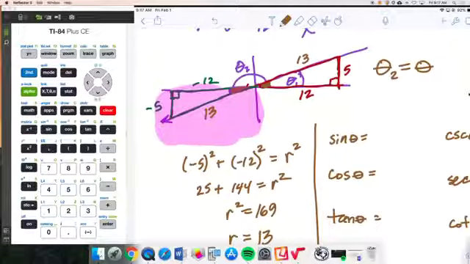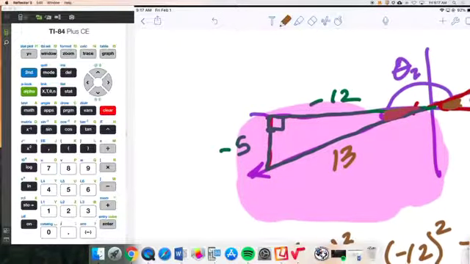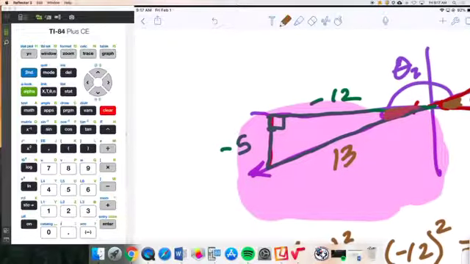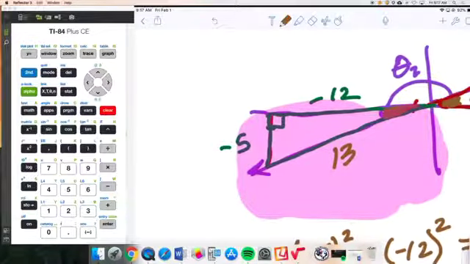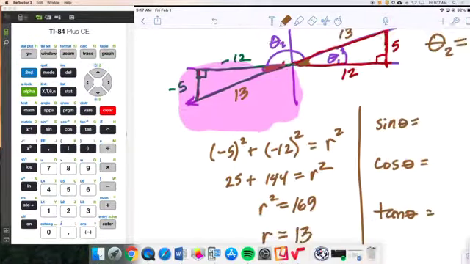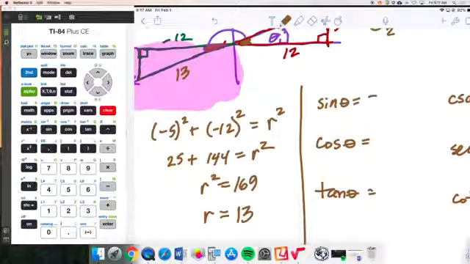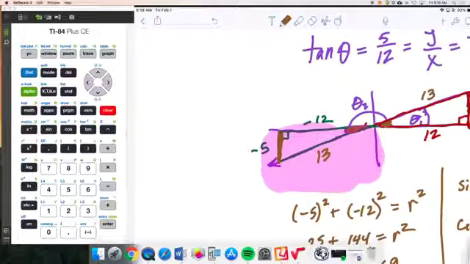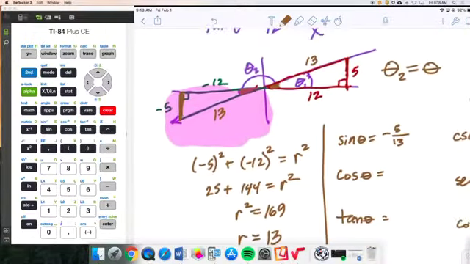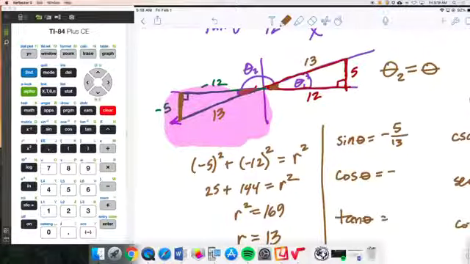Sine of theta. Okay, so it's y over r. We're looking at this one now. So what's y over r? Negative 5 over 13, right? Y is the height. Let me redraw that. There we go. Cosine, x over r: negative 12 over 13. Good.